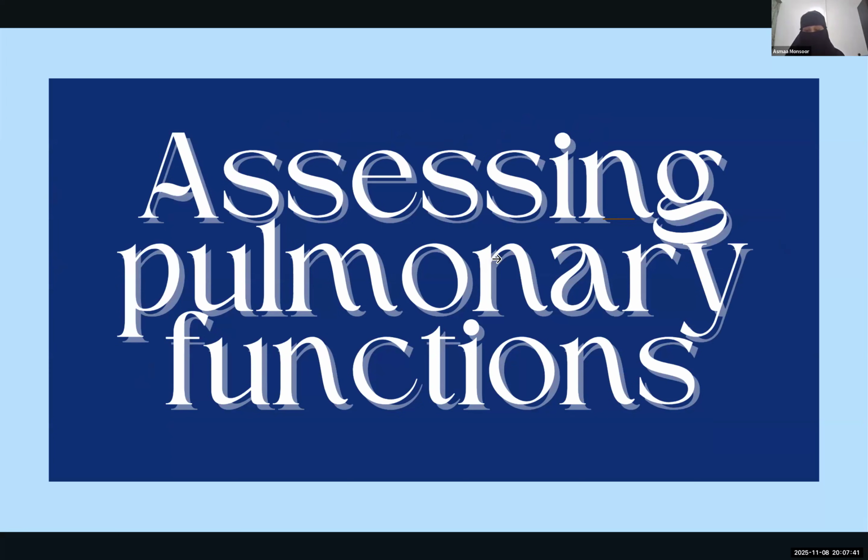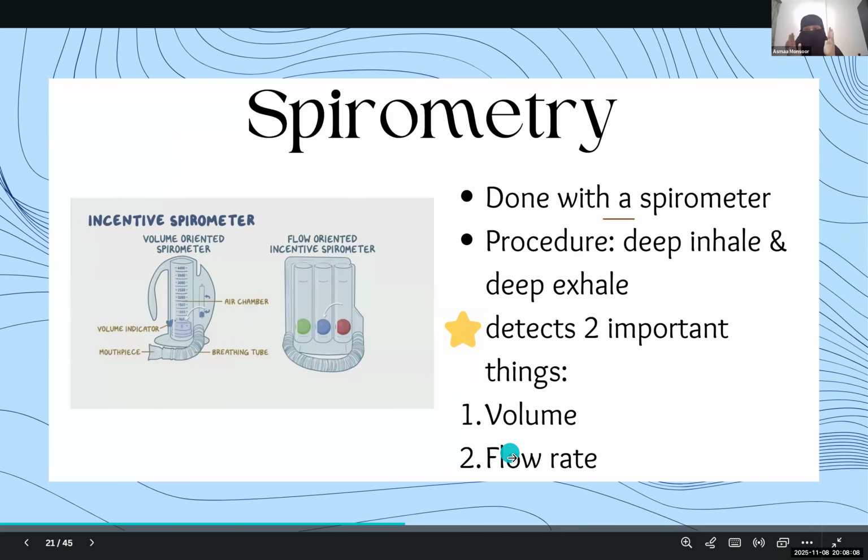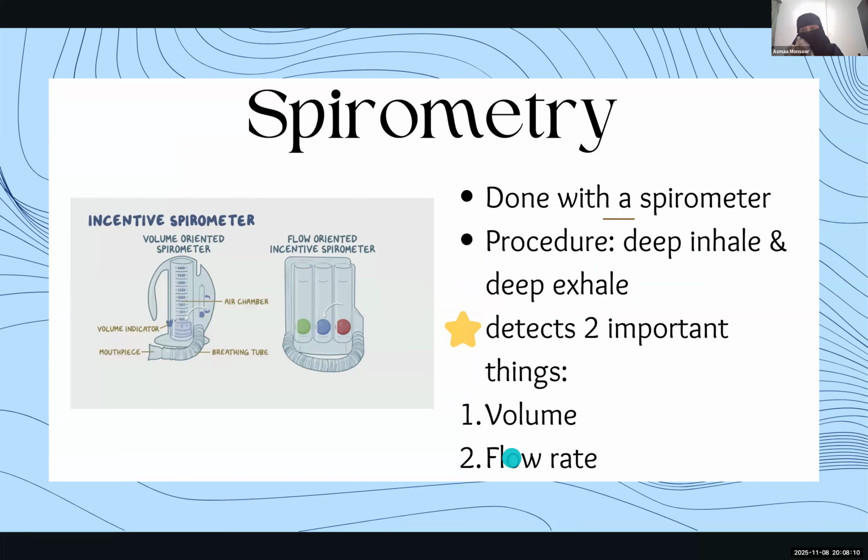Bismillah. Now, the second lecture is talking about pulmonary functions. How do we assess pulmonary functions? For assessing the function of the lung, we have a machine called spirometry, in which you blow through a mouthpiece, and it checks two important things. First, it checks the volume of how much air you blow outside, and second, it checks the flow rate, or how much air you can blow out in a specified time. Are you breathing out slow? Are you breathing out fast? That's practically what it detects.